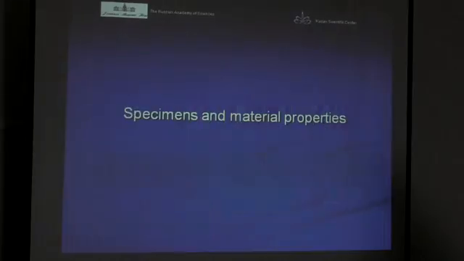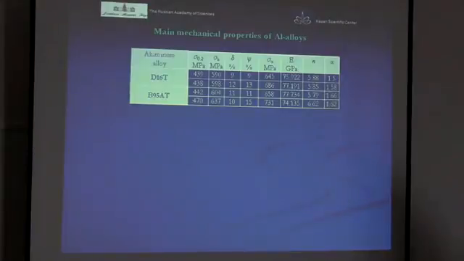So the subject of our consideration is the hollow cylindrical specimens which are produced from two types of classical aluminum alloys. In Russian notation they are D16T and B95. They are the analogs of American 2024 or 7075. You can see the main mechanical properties, including elastic-plastic properties, of both aluminum alloys.